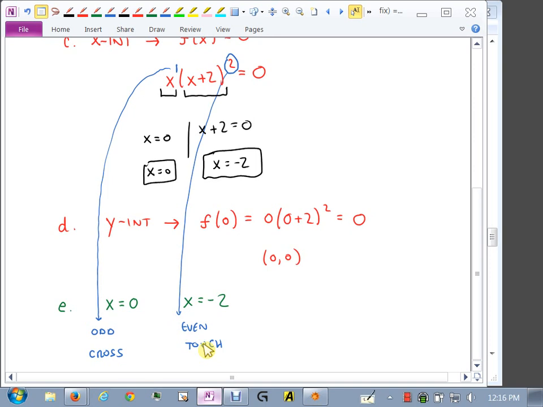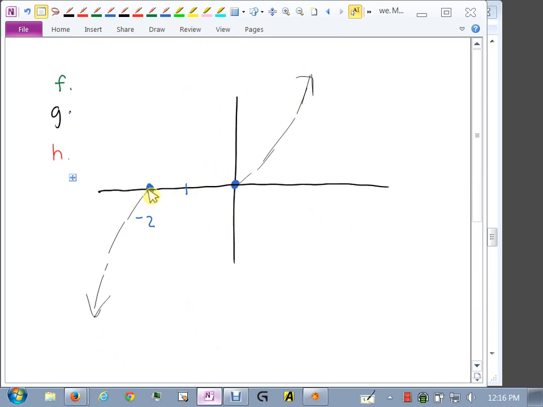Now, I used a different word than touch than the book uses. The book uses touch. I like to use bounce. Like a wall, you bounce off of it, okay? Crossing means you go through it, right? So when I draw this, I'm supposed to just touch here, and then I'm supposed to cross here. So do you see it's going to look like this?